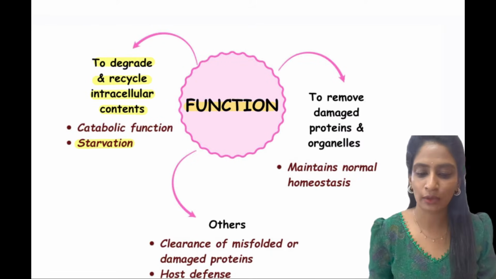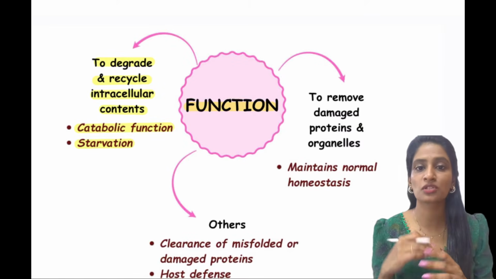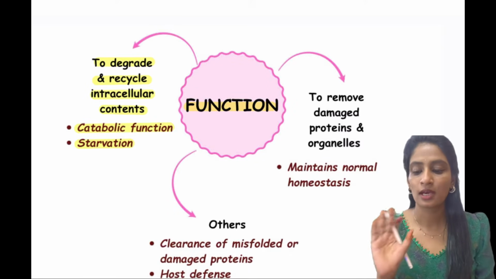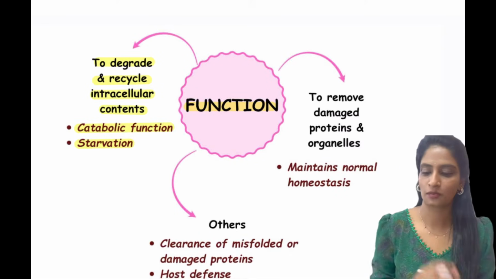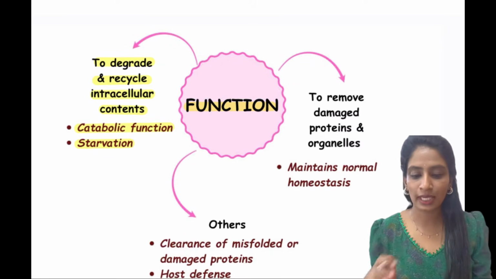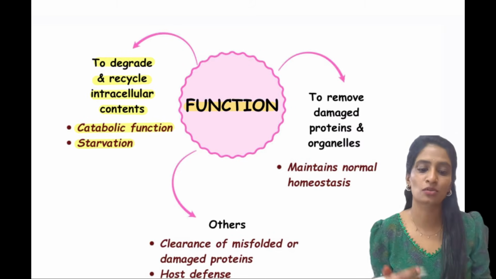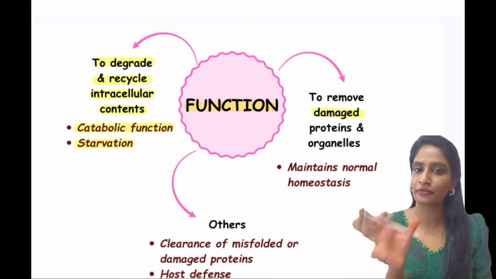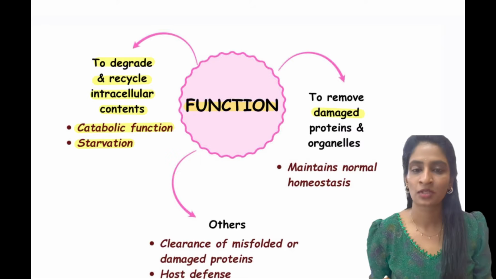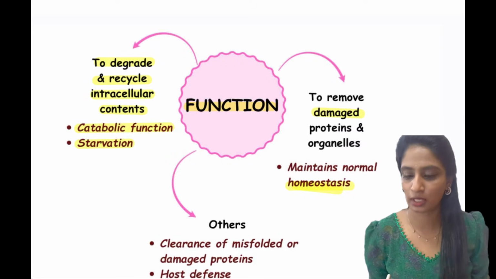So whenever there is starvation or some stress happening in your body, the cell will try to eat itself for survival. So it will degrade and recycle the intracellular content. That is one of the most important mechanisms of autophagy. The second one is to remove the damaged proteins and organelles. To keep things fresh and functional, it maintains normal homeostasis. So to maintain normal homeostasis, the cell is turning on the autophagy button.